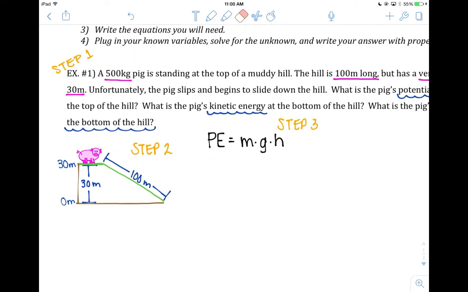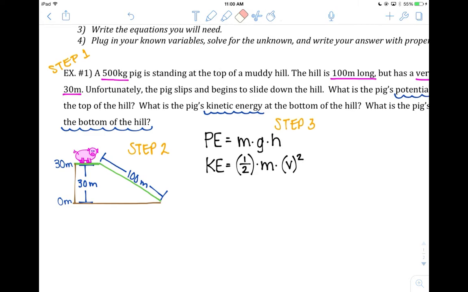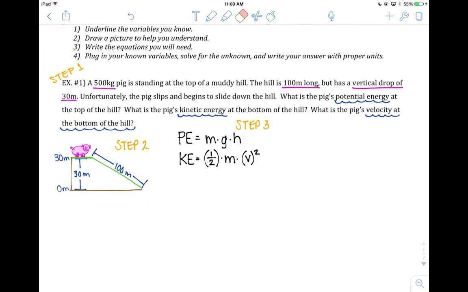Okay. Step 3 is to start writing some equations down. We know we have to find the potential energy. We know we need to find the kinetic energy. And we may or may not need this other equation that the total energy is equal to potential energy plus the kinetic energy. Okay? But it has to be equivalent. Okay? Energy doesn't get destroyed, it only changes form. Okay? So we have the same amount of energy that we start with and the same amount of energy at the end.